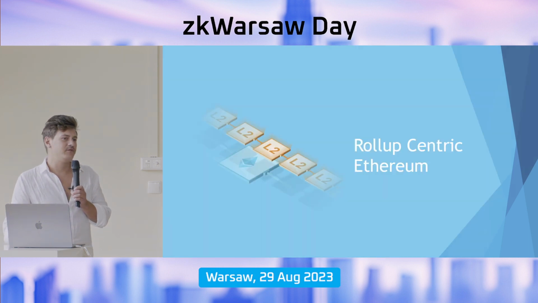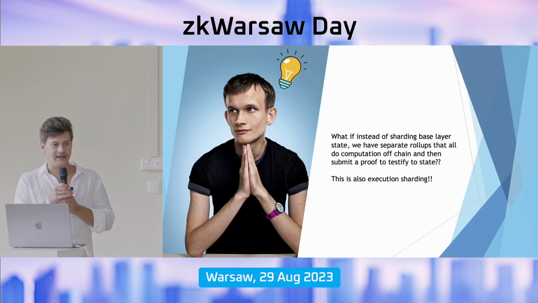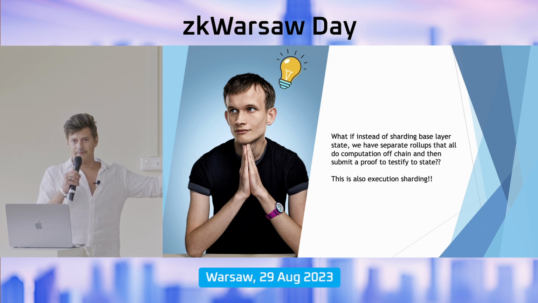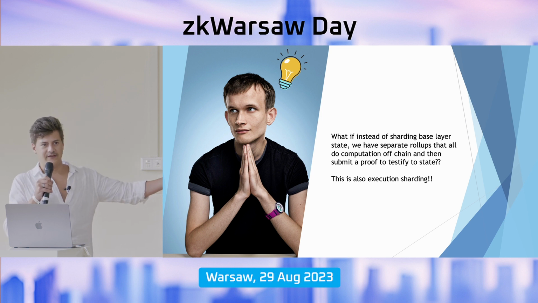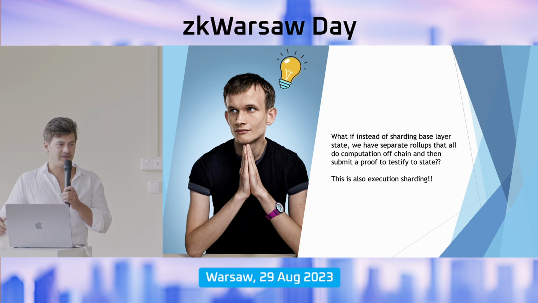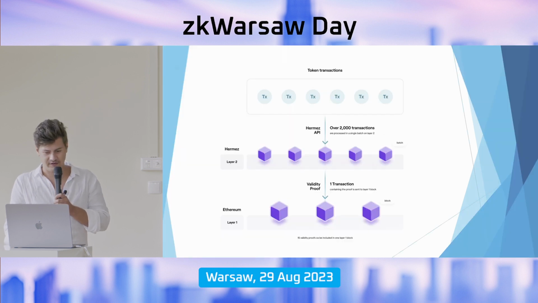So we move to this concept of rollup-centric Ethereum, right? The idea is we still have shards, but instead of the base layer being sharded, we can essentially have a shard on top, and they have their own state, and they submit the data as well as a proof later onto L1. This way, every single one of those shards still has the full security of Ethereum, right? This is also execution sharding, it's just done differently.